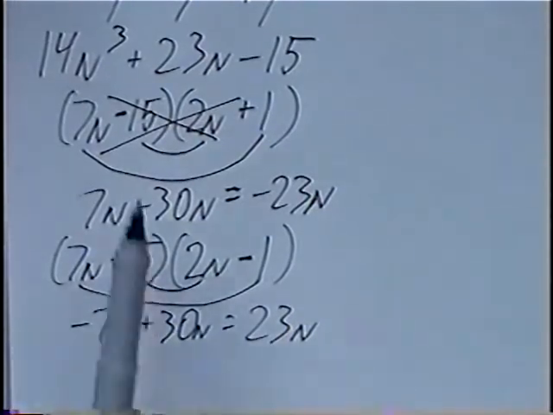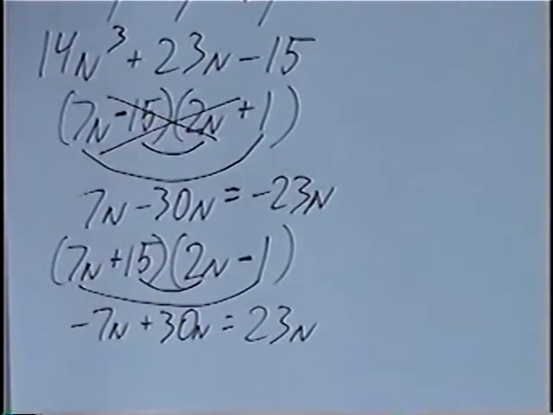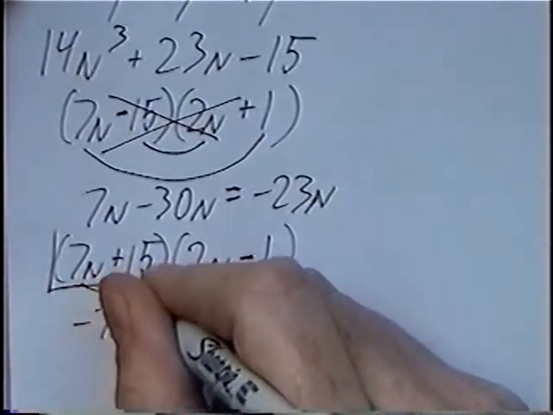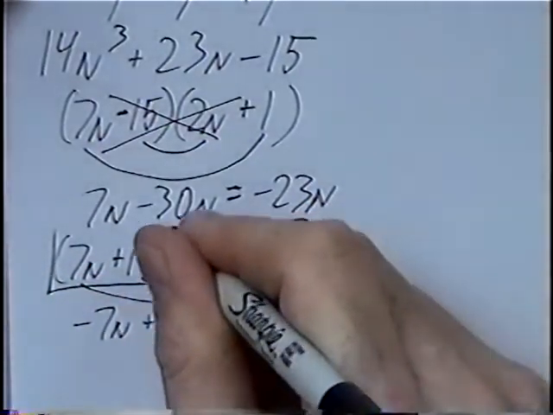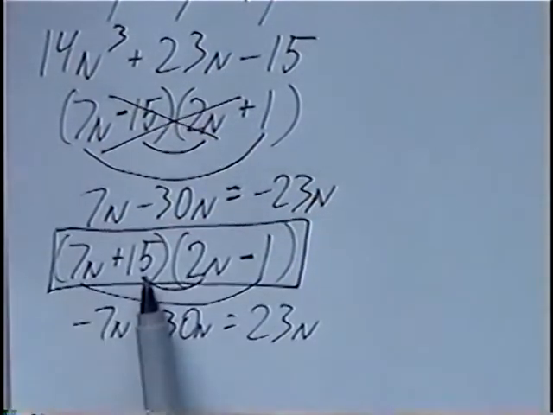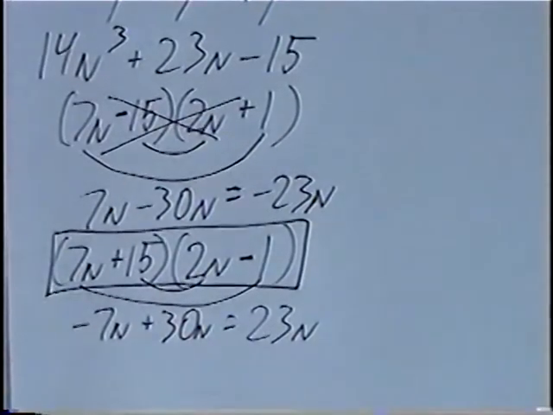This time 23n does match up with our middle term. So if it does match up, that's the correct solution. So our final answer would be 7n plus 15 and 2n minus 1.